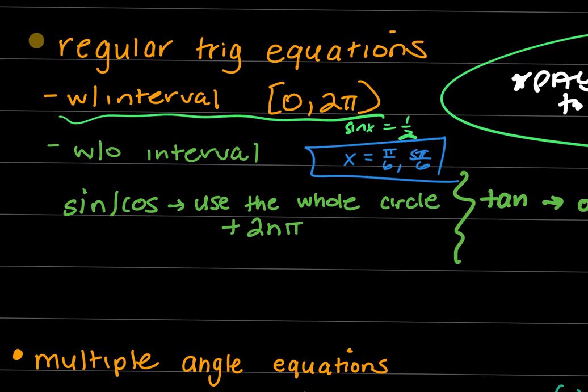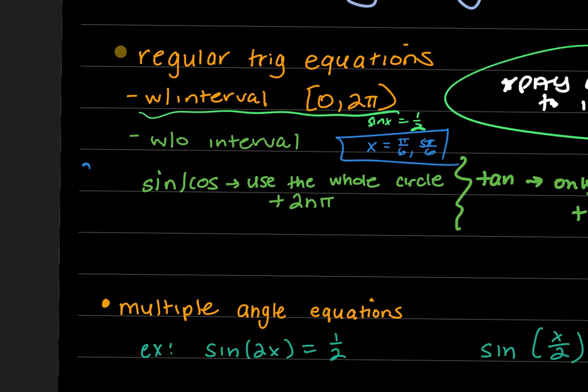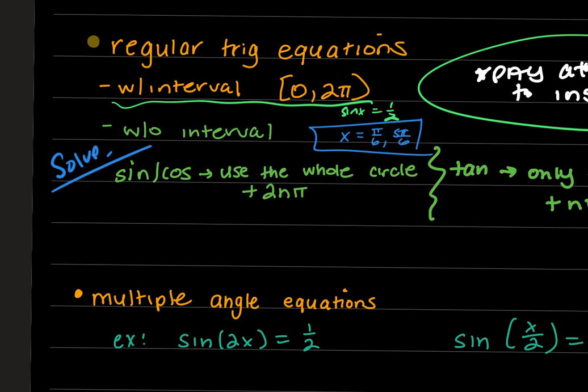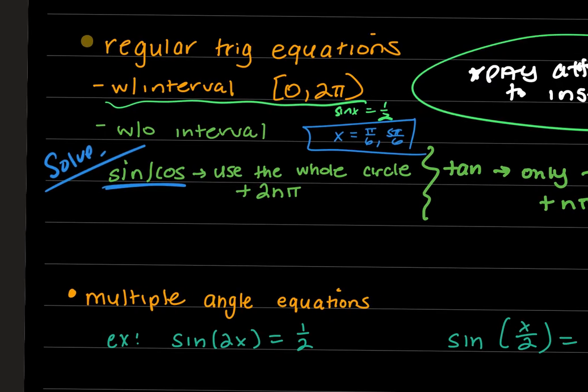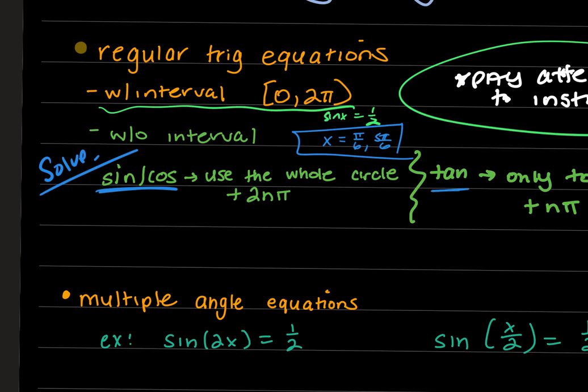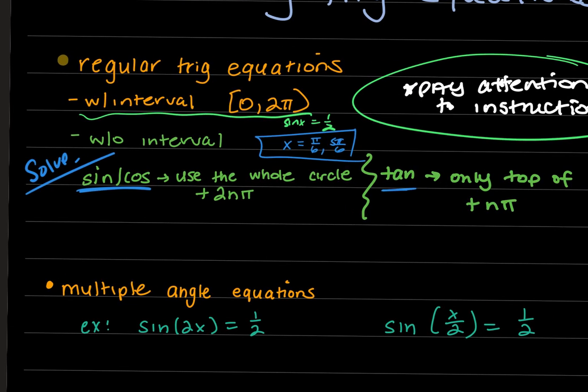Now, if it doesn't have an interval, so it just says literally solve or solve the equation, right? This is where I have to pay attention to what to add. If my equation is sine and cosine, then I use the whole circle and I add 2n pi. If it's tan, I use only the top and I add n pi.